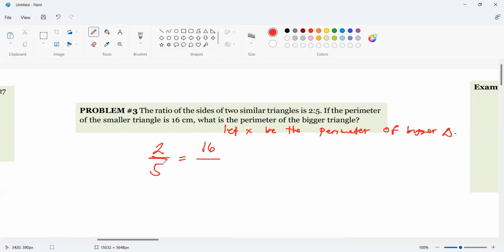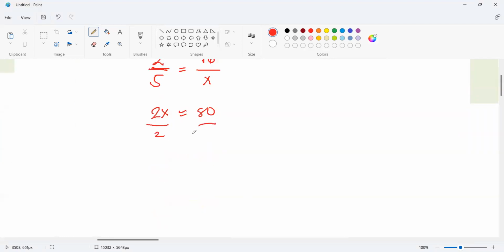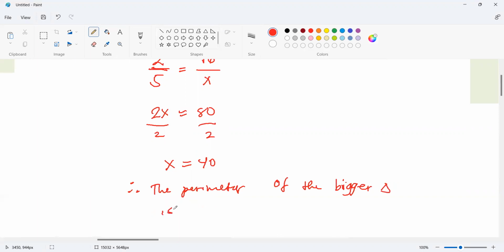So if this is our ratio 2:5, we can equate this into 16 over x, and then do the cross multiplication. You can get 2x equal to 80 and divide both sides by 2. X is equal to 40. So that means the perimeter of the bigger triangle is 40 centimeters.